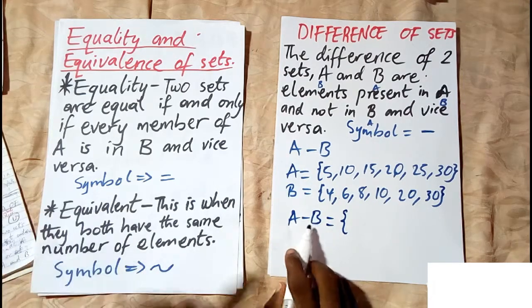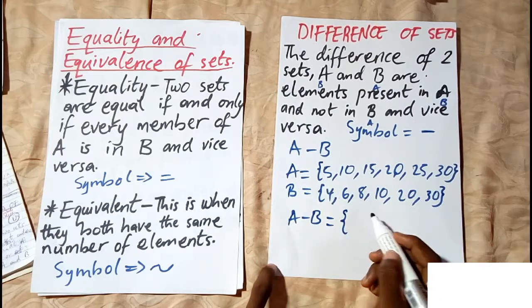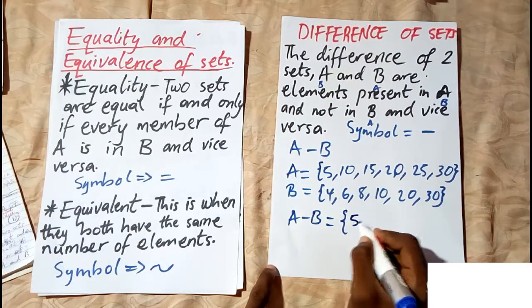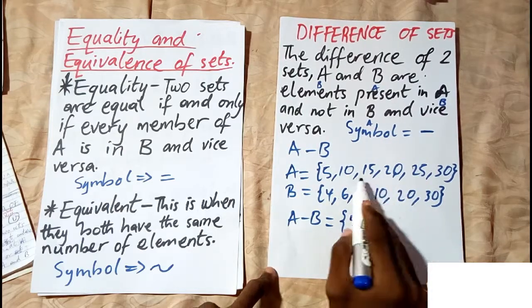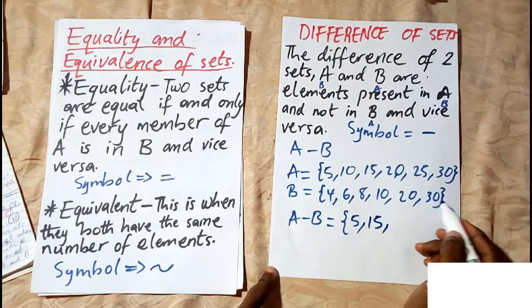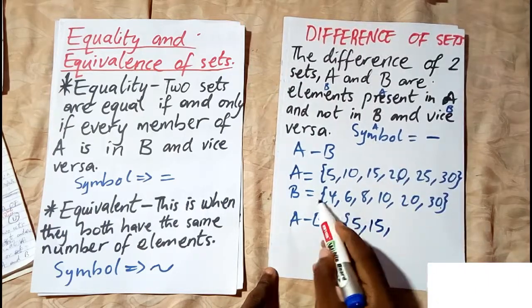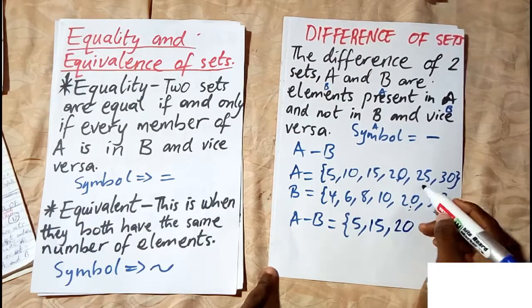So now, elements present in A and not in B, we have what? 5 is present in A and not in B, so we have 5. 10 is present in A and B, so 10 is out. 15 is in, because you can't find 15 in B. 20 is found in B. We have 25.